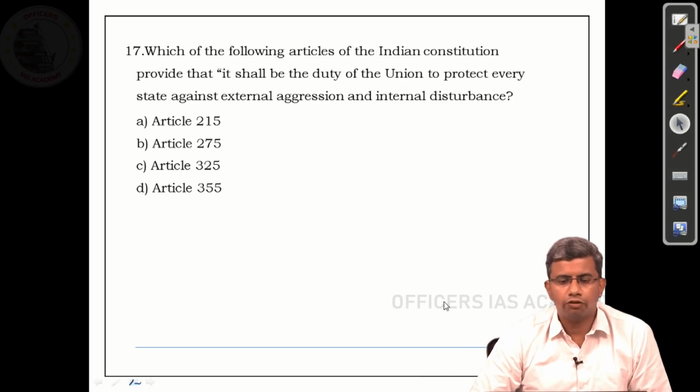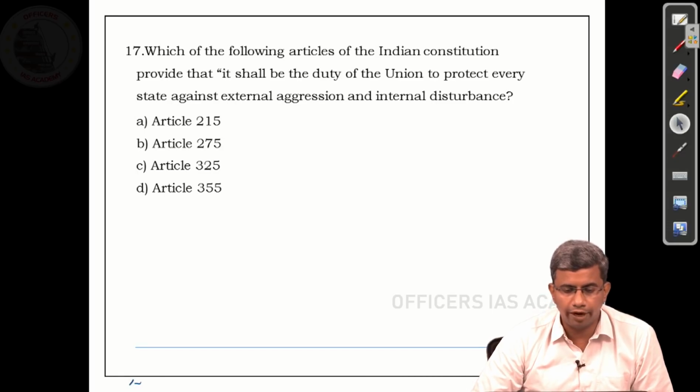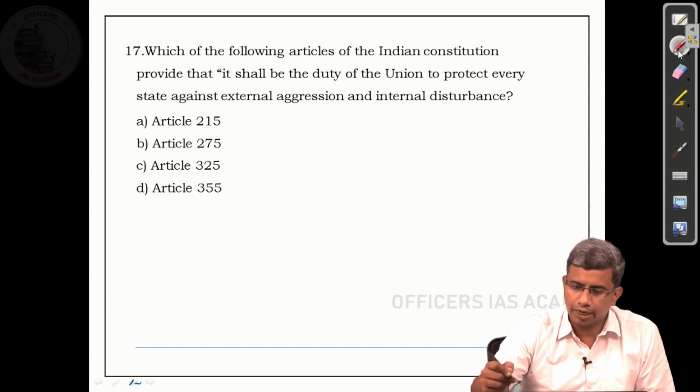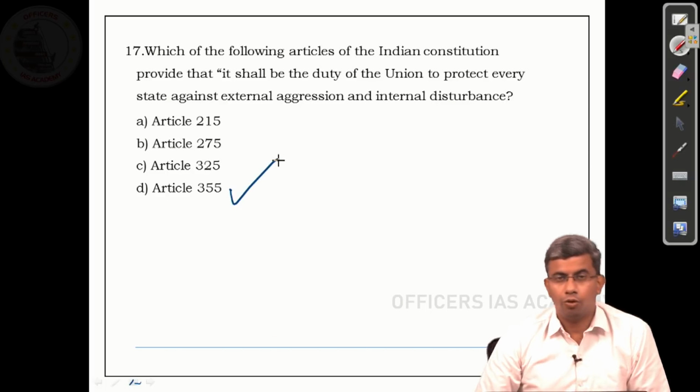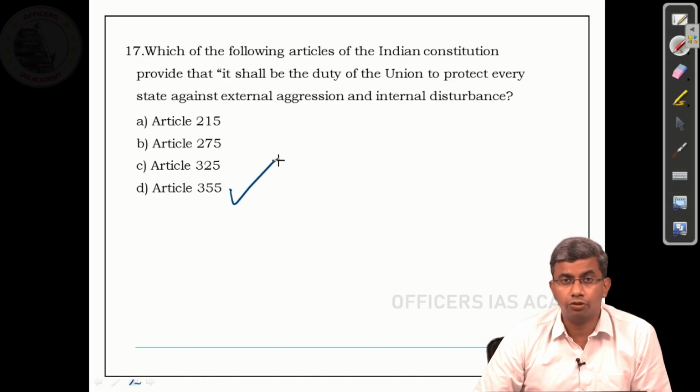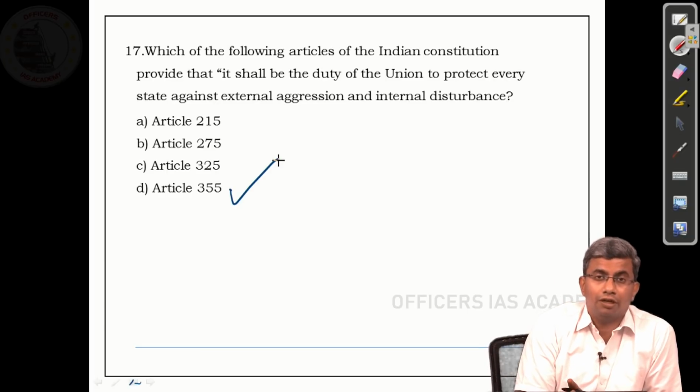Moving on. Which of the following articles of the Indian Constitution provide that it shall be the duty of the Union to protect every state against external aggression and internal disturbance? The correct answer is Article 355. Now don't tell me that, sir, UPSC you said will not ask article numbers and all that. This is actually a 2003 question, right?